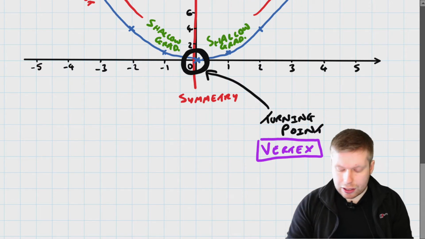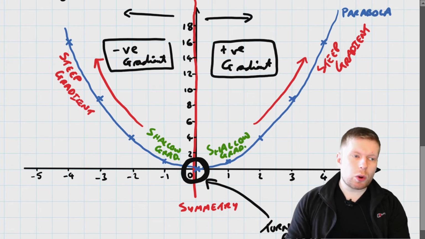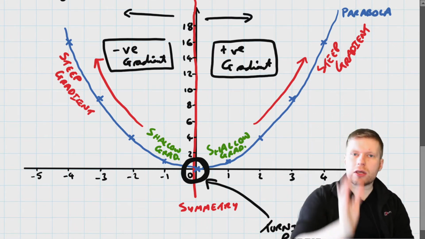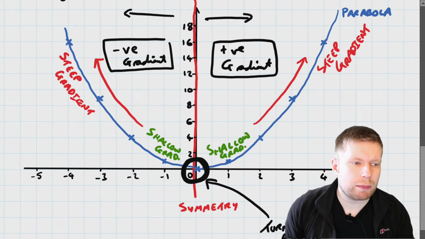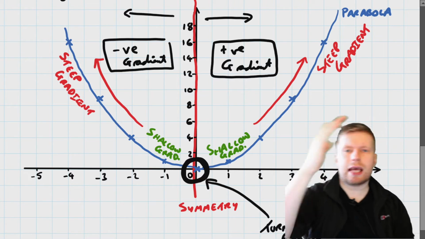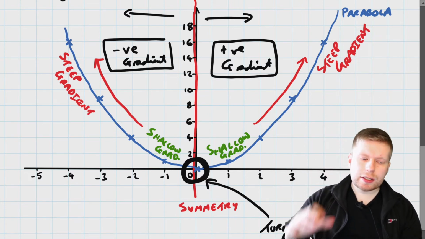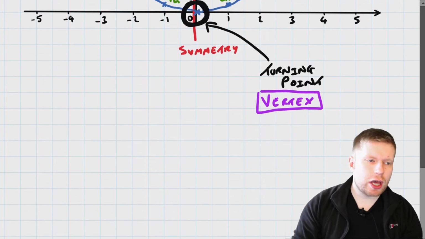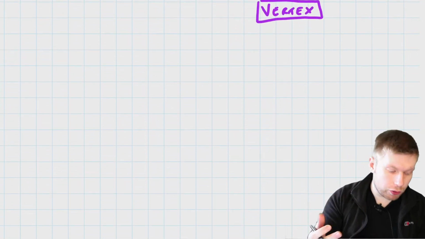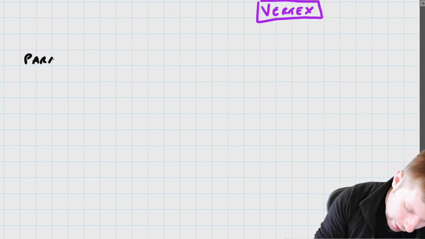Now, interestingly, the vertex, or the turning point, is also on the line of symmetry. Okay, so if you draw a vertical line through that vertex or turning point, you would find the line of symmetry. In other words, everything on the left is the same as what's happening on the right. It's just a mirror image. Okay? So there's two really important features that I want to note about these things called quadratic graphs or parabolas.